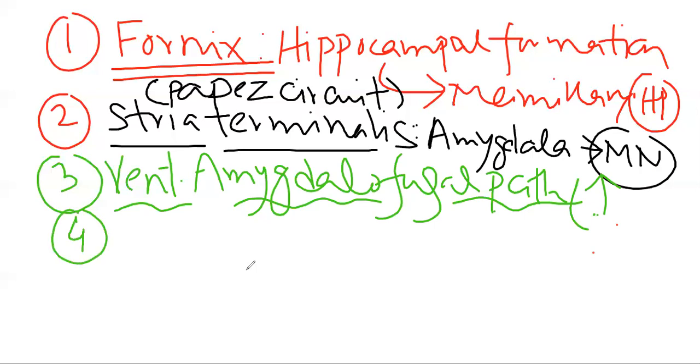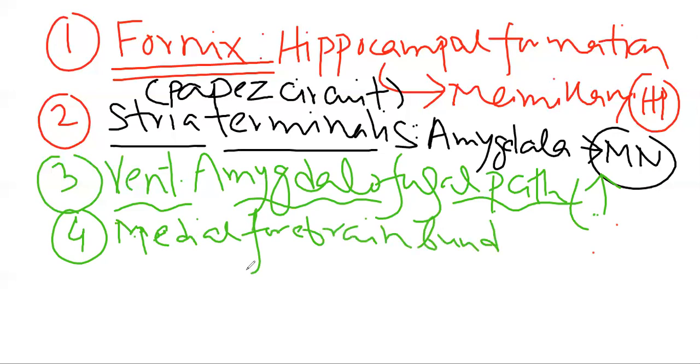Number 4 is the medial forebrain bundle. What is that? The medial forebrain bundle will also be discussed in our tutorial, which is known as the physiology of learning.